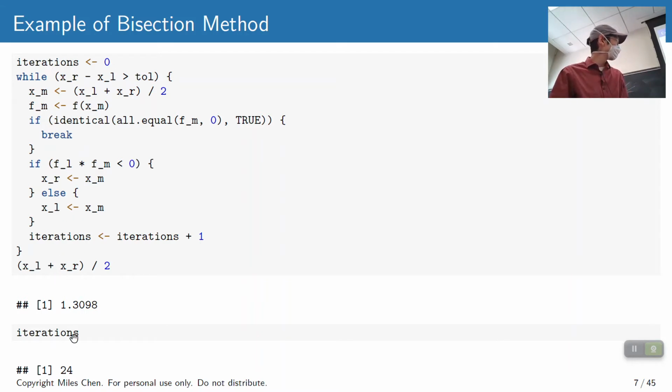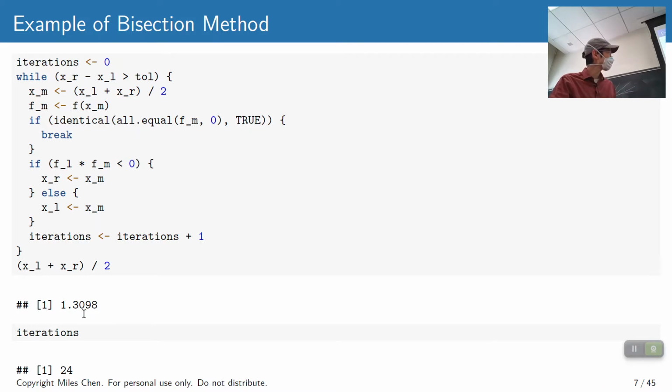And then at the end, our answer is going to be the midpoint of x on the left and x on the right. That will be the answer. So the midpoint is 1.3098, which maybe is a familiar answer because that's what we saw several times on Monday when we were looking for roots of this function and we kept getting 1.3098. The number of iterations it took to get to our answer was 24, okay?